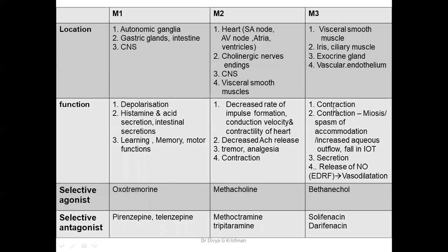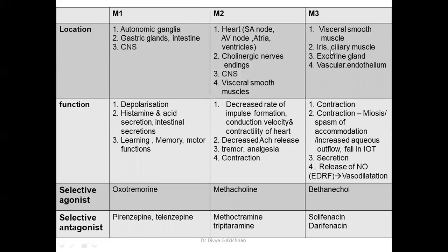In different organs, the contraction can lead to different effects. For example, in the bronchi, it can lead to bronchoconstriction. Similarly, gut contraction can lead to increased peristalsis and evacuation of the bowel. Similarly, ureter peristalsis can be increased, and because of detrusor muscle contraction, evacuation of the bladder can occur. So this is what contraction of the visceral smooth muscles leads to.